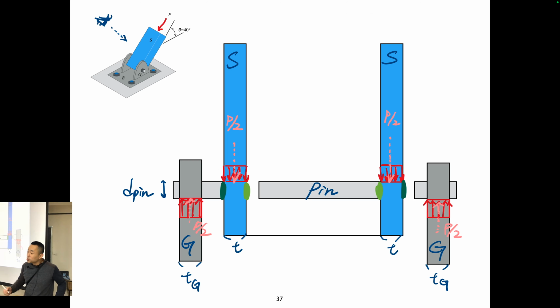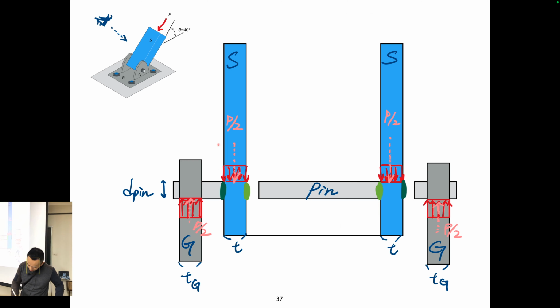Because we want to see the shear stress in the pin, we just cut the important surface. You can cut here, here, here, here, here. It's okay, but you can do it by yourself at home. We just took two important surfaces to examine the shear force and shear stress at the interface. So I cut here and here.